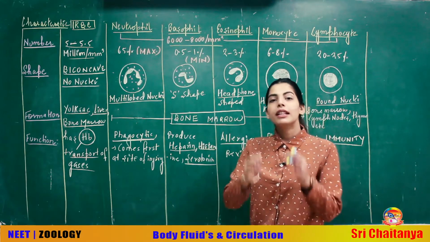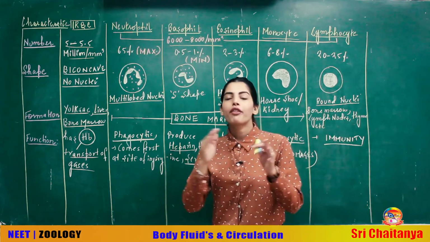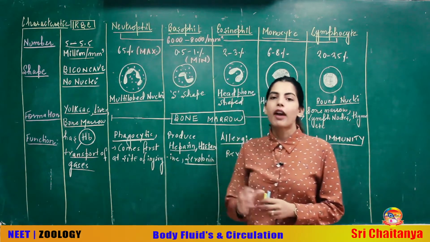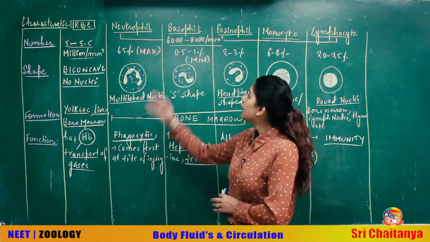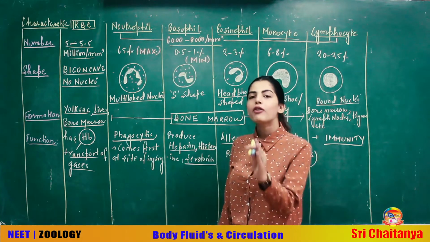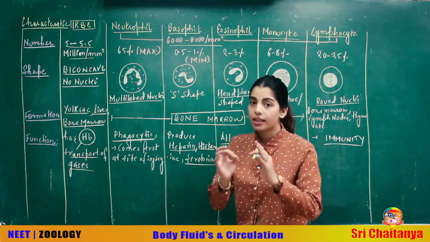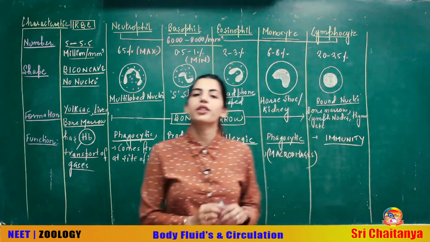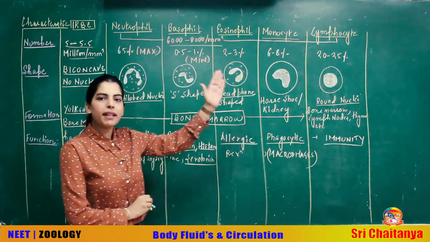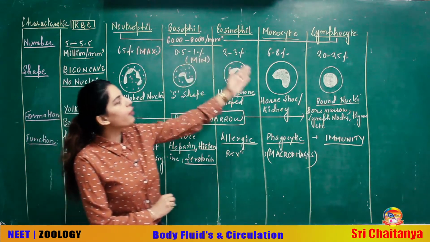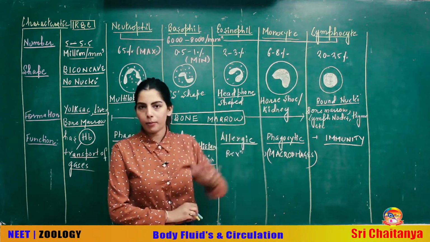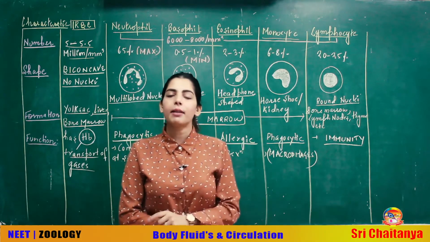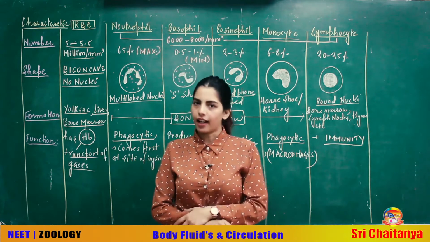Talking about the different percentages of different types of WBC, the neutrophils are 65%, which is maximum. The basophils are 0.5 to 1%, which is the minimum. Talking about the eosinophils, it is 2 to 3%, monocytes 6 to 8%, and lymphocytes 20 to 25%. Very important to remember the percentages exactly because they are given in your NCERT.